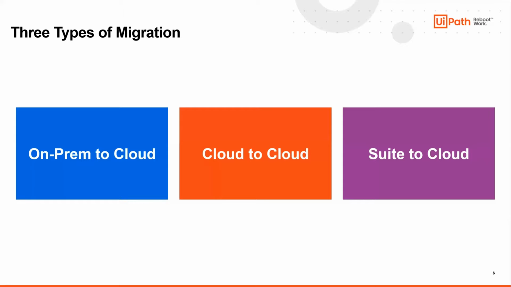And then the third type is suite to cloud. So the customer already has automation suite, but they want to move to our cloud. This is not common yet, but I am right now working with a customer who's moving from suite to cloud. And also one of our migration tools has recently begun to support this scenario. So there's definitely a use case there.